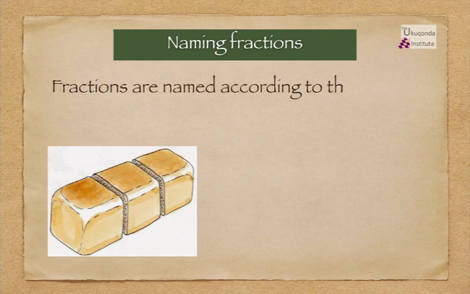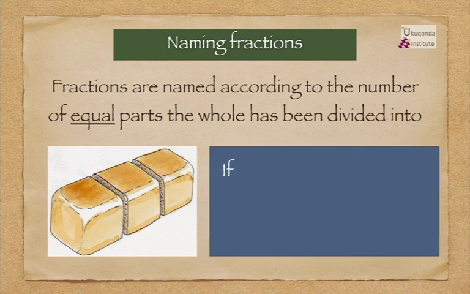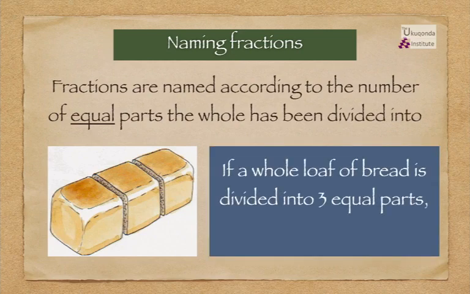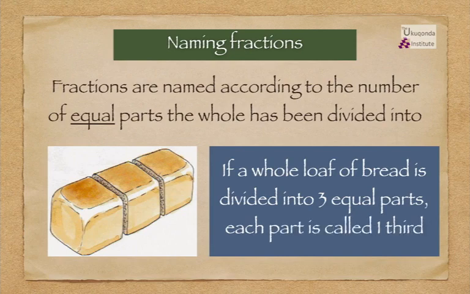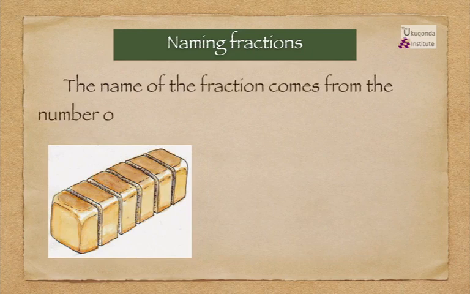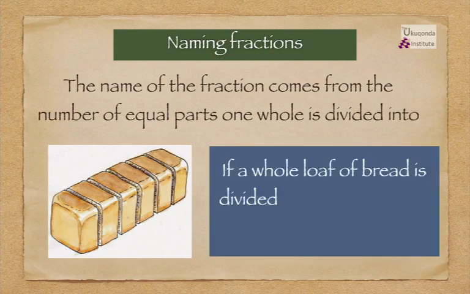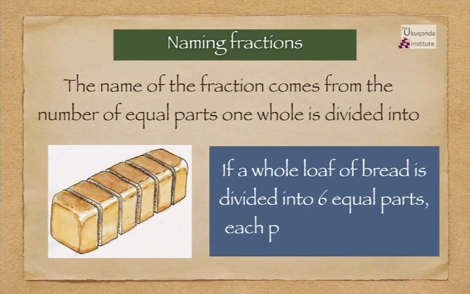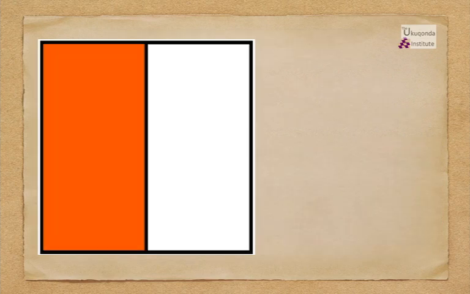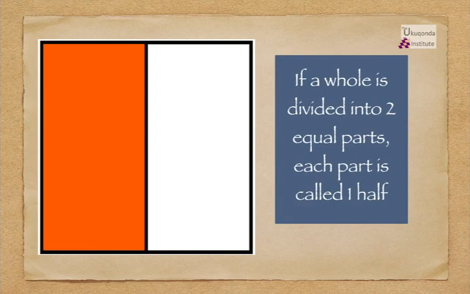Fractions are named according to the number of equal parts the whole has been divided into. So if a whole loaf of bread is divided into 3 equal parts, as we've said, each part is called 1/3. The name of the fraction comes from the number of equal parts the whole is divided into. If a whole loaf of bread is divided into 6 equal parts, each part is called 1/6. Let's look at a few more. This one we've already seen in the chocolate example. If a whole is divided into 2 equal parts, each part is called 1/2.